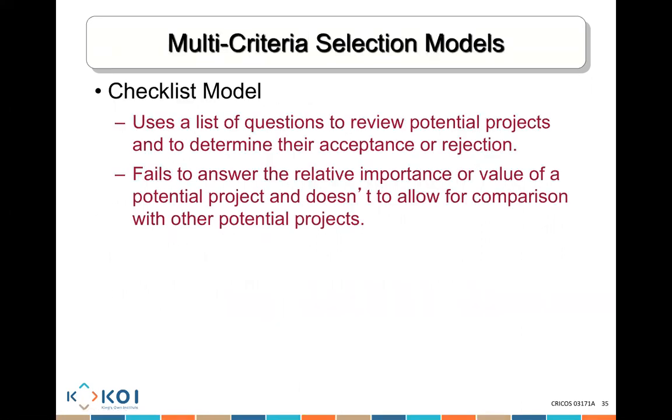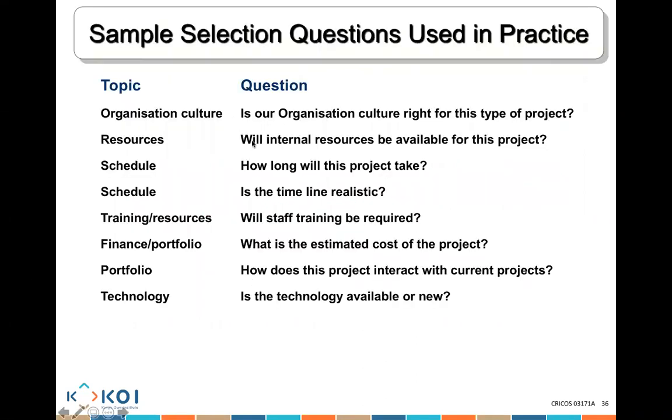There's also something called the checklist model. The checklist model is like I go and ask various questions to be able to decide whether I am going to choose a project or not. For example, I might ask, okay, is my organizational culture right for this project? Will internal resources be available? How long will it take? Is the time realistic? Will staff training be required? What is the estimated cost of the project? How does this project interact with current projects? Is the technology available or new? So you basically make a checklist, and based on this checklist, you make a decision whether you are going to choose to implement any particular project.